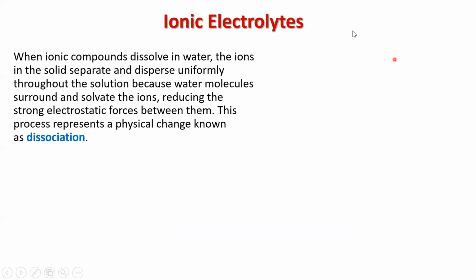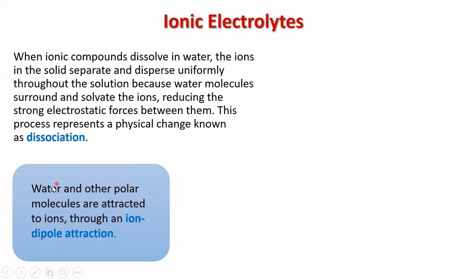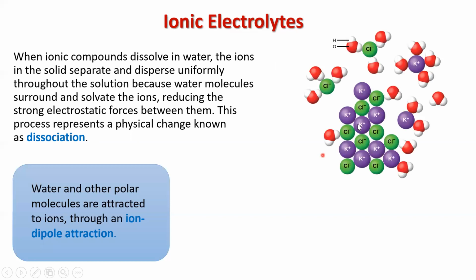So what we want to do now is just talk about this dissociation process. When ionic compounds dissolve in water, the ions in the solid separate. They disperse uniformly throughout the solution. Remember that it's a homogeneous mixture. The reason is that the water molecules surround and solvate the ions, which essentially prevents the ions from sticking to each other. Water and other polar molecules are attracted to ions through ion-dipole interactions.